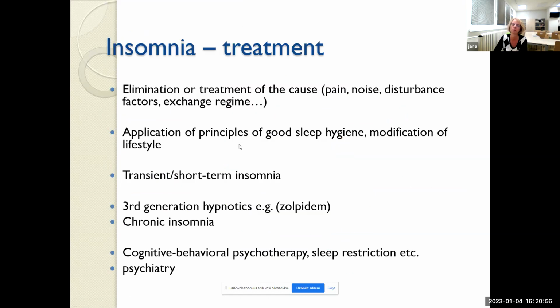What can we recommend to patients as neurologists? I would like to point out that primary insomnia is more a question for our colleagues from the psychiatry clinic. But as general doctors, no matter what specialty you are, it is about elimination and treatment of the cause. It means if the patient doesn't sleep because he has great pain, we are supposed to lower the pain. We are supposed to eliminate noise. We are supposed to point out possible disturbance factors and change the regime. But what can we do with a patient who complains about sleep trouble if they work night shifts, if they are people who work long hours during the nights?